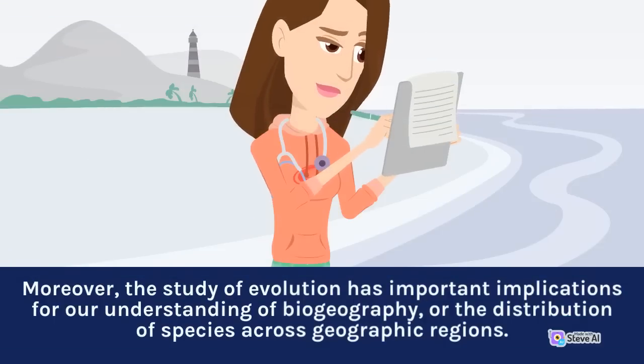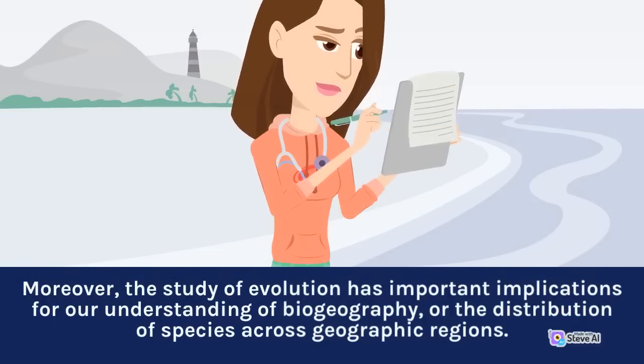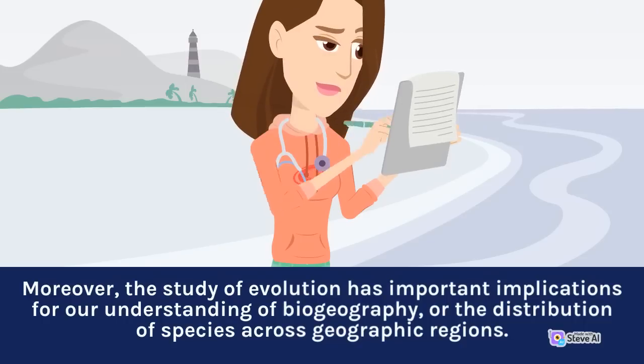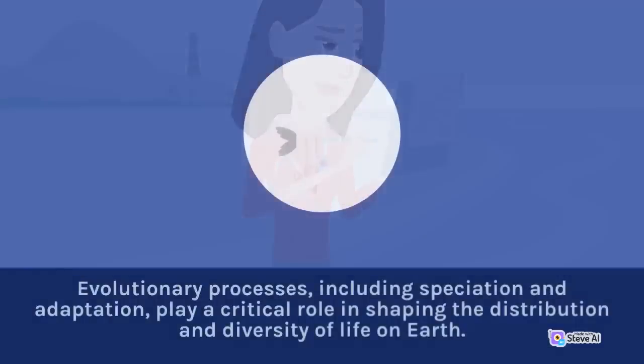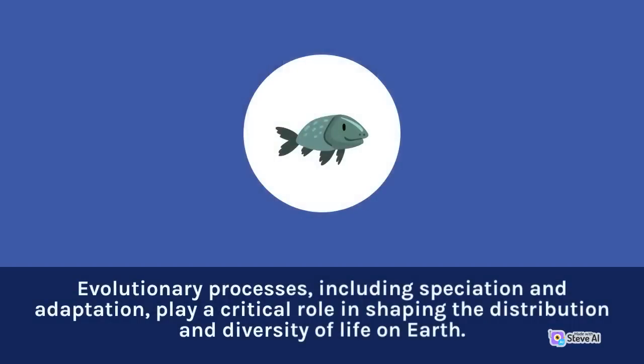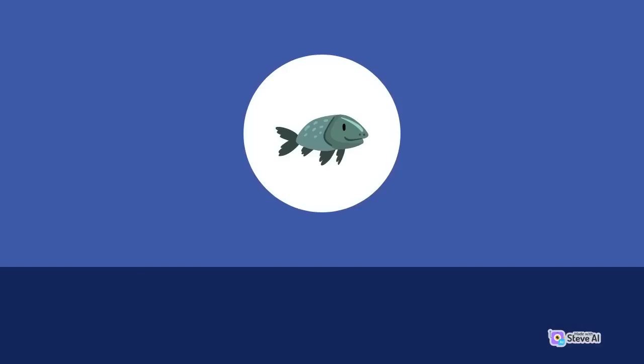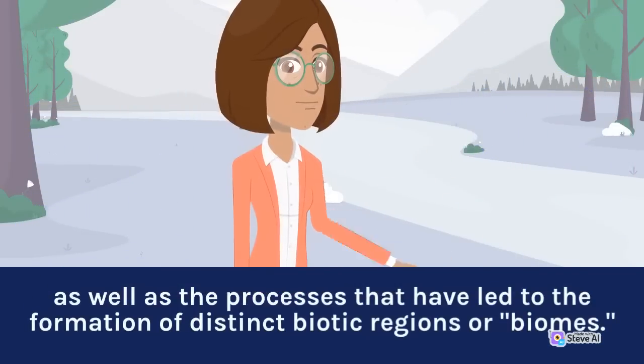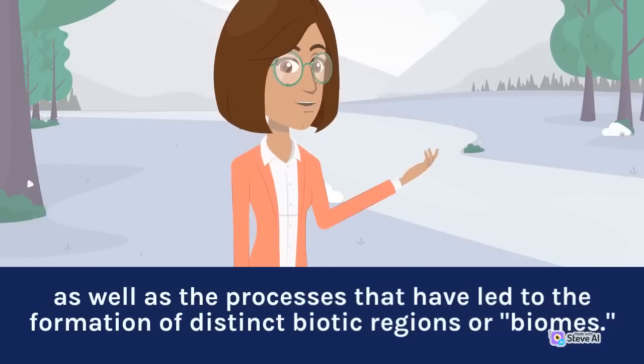Moreover, the study of evolution has important implications for our understanding of biogeography, or the distribution of species across geographic regions. Evolutionary processes, including speciation and adaptation, play a critical role in shaping the distribution and diversity of life on Earth. The study of biogeography can provide insights into the factors that influence the distribution and diversification of species, as well as the processes that have led to the formation of distinct biotic regions or biomes.